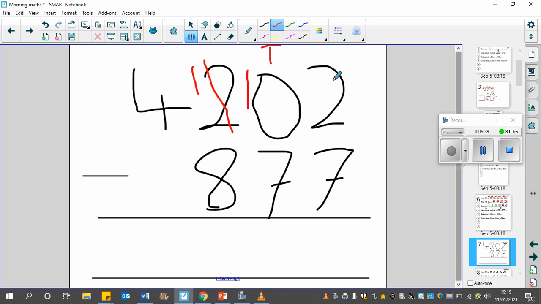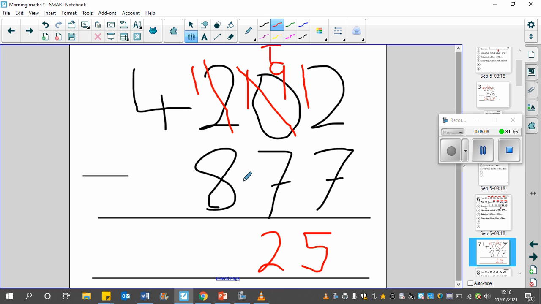Now, let's try again. 2 take away 7 you can't do, therefore exchange it with the 10. Now, if we exchange, then 10 now becomes, what's 1 less than 10? Correct, the answer is 9, and the 2 becomes 12. 12 take away 7 is 5. So, how did you get on? Did you get a 5 there? Good. Now, 9 take away 7, that's easy peasy lemon squeezy, so therefore there's 2 there.